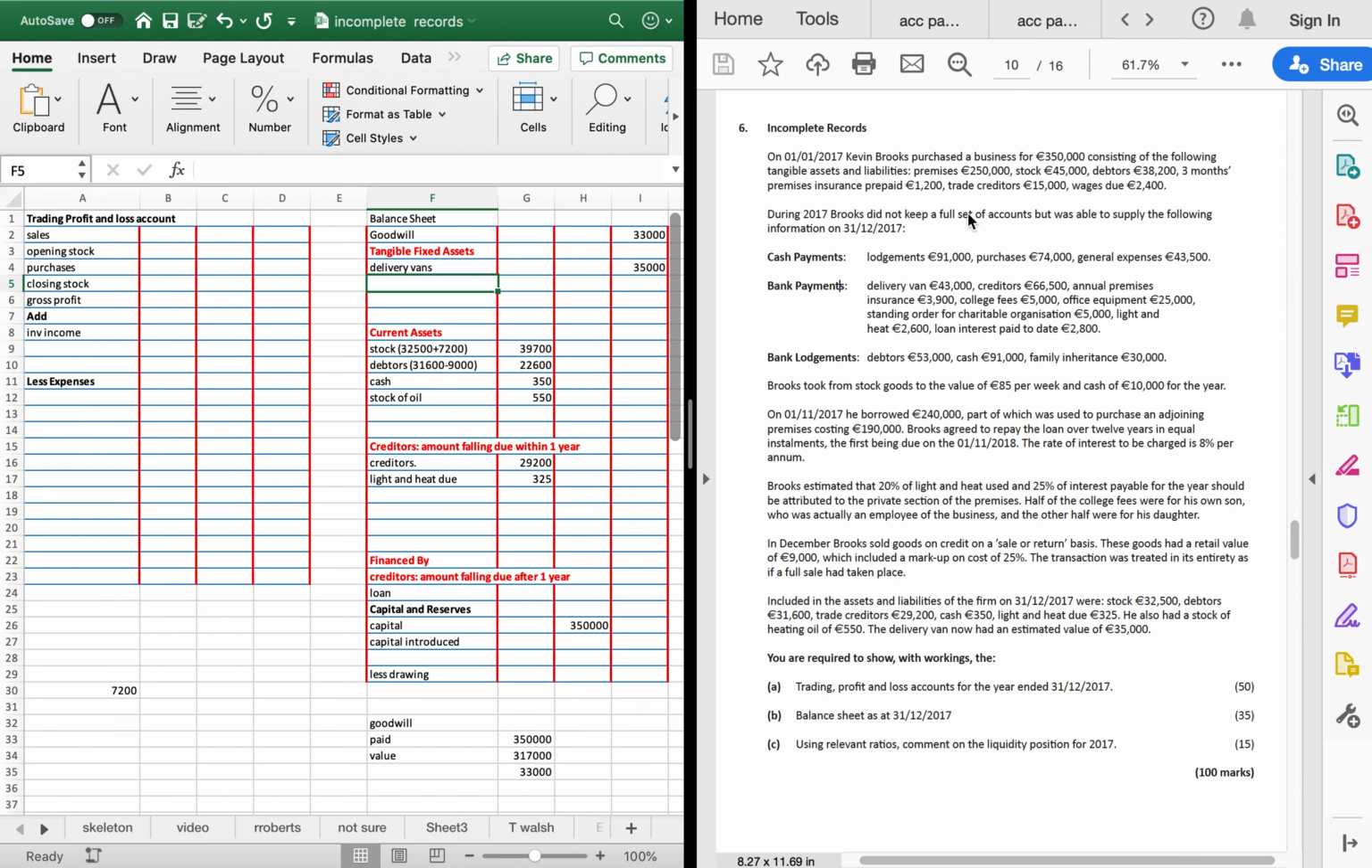So we go back up to the top and we find our premises is 250. Okay, so premises is 250. Now you know in this that you're going to add in another premises that you'll buy. You always borrow money to buy another premises. So we borrowed 240, part of which was used to purchase an adjoining premises costing 190. So that is what's that, 440?